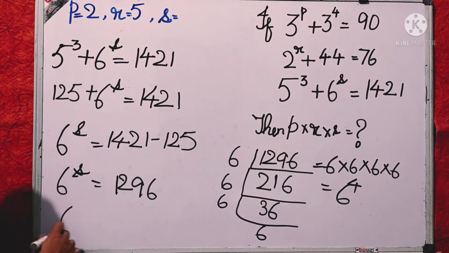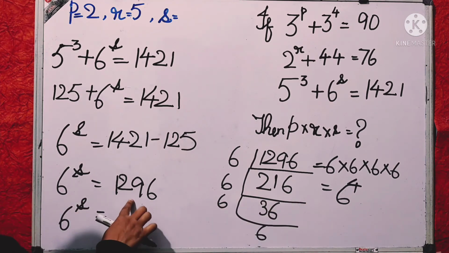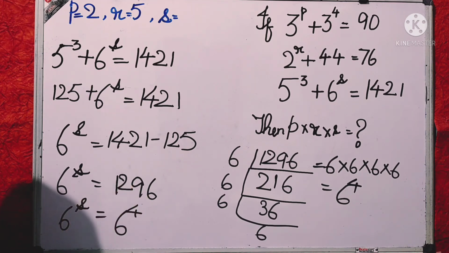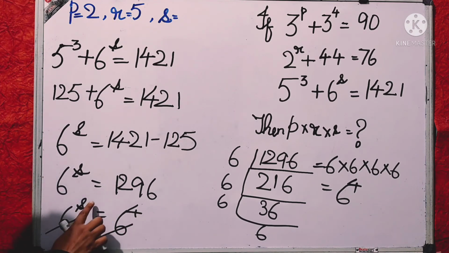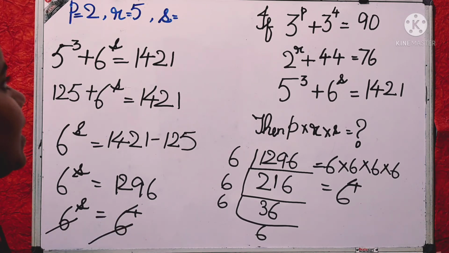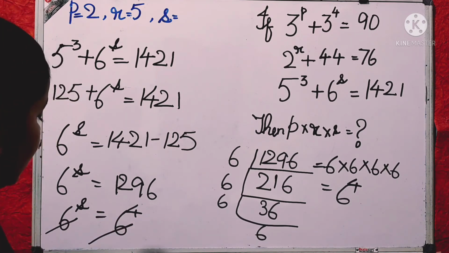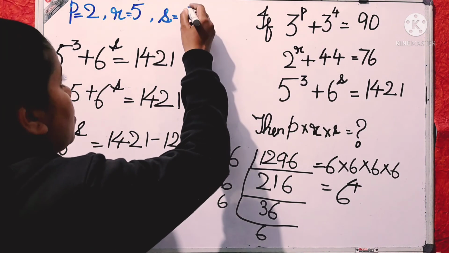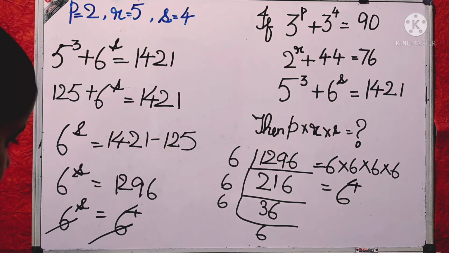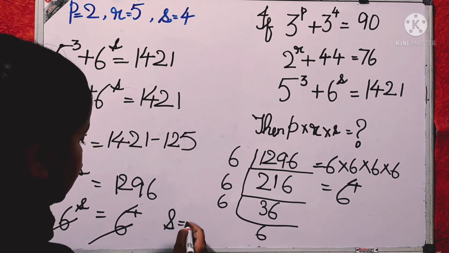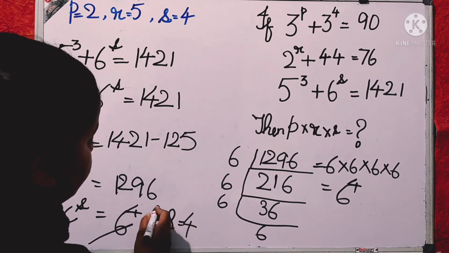So this would become 6 raised to the power s is equal to 6 raised to the power 4. Now because I have the same base, I can easily cancel it out. Now what I am left with is s is equal to 4. So I can just write it over here. The value for s is 4. This can be written over here also. If you are showing it in your answer sheet, s is equal to 4.